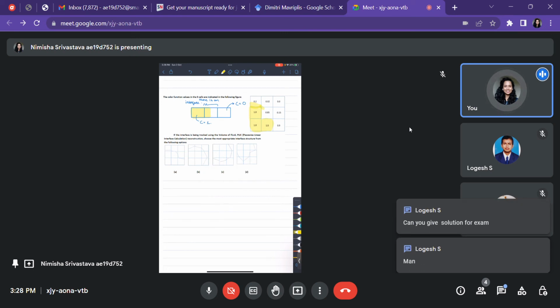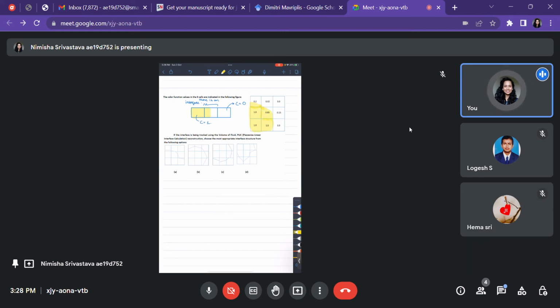Over here it says 0.85, so this should be something like this. 0.85 is the fraction of the cell that is covered with the yellow fluid, and here there is 0.9 and 0.15, right? So this is something that we are looking at. So the interface should basically look approximately something like this.